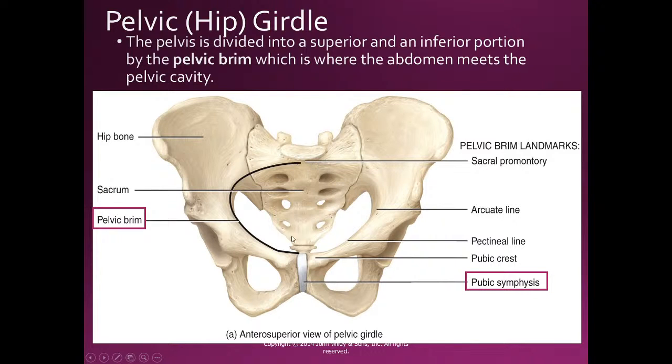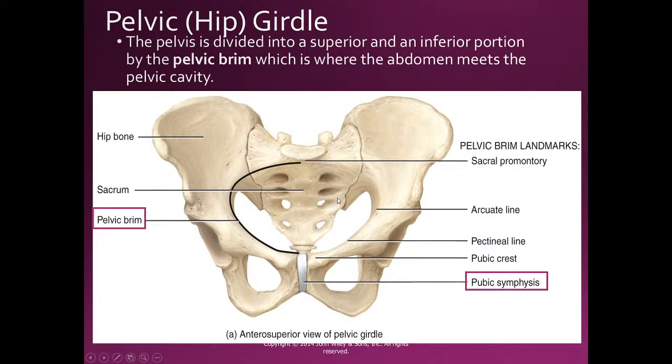Everything above this line, everything superior to it, is the false pelvis. Everything inferior to it is the true pelvis. And it's within the true pelvis that we'll find the urinary bladder, the uterus, and the ovaries. So we're going to find organs of the reproductive and urinary systems within the true pelvis. And so this would be the pelvic cavity.